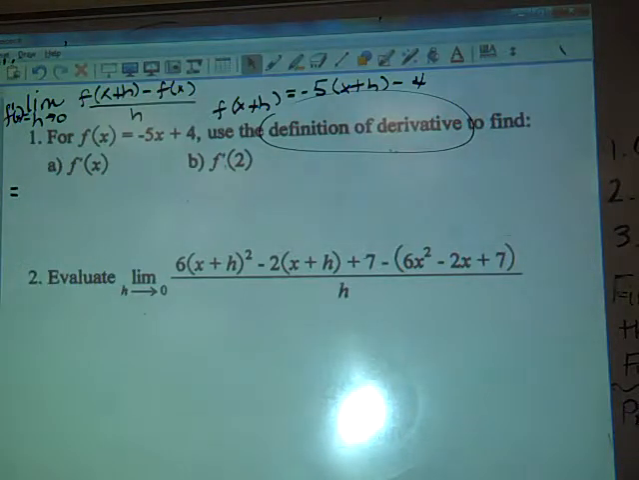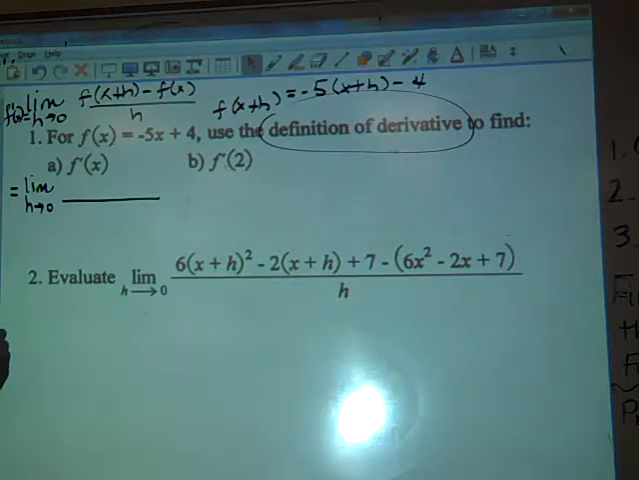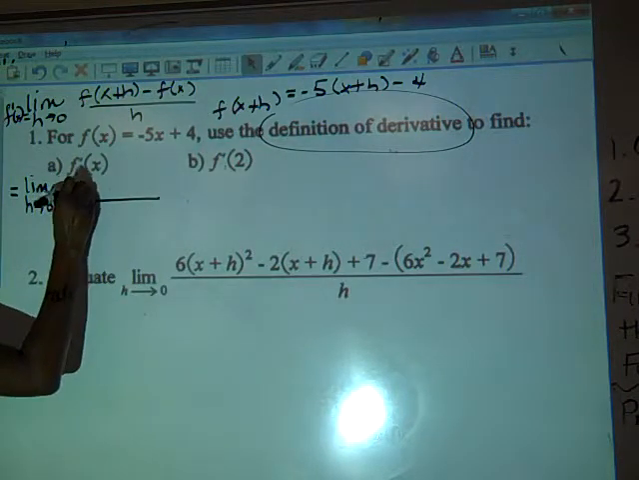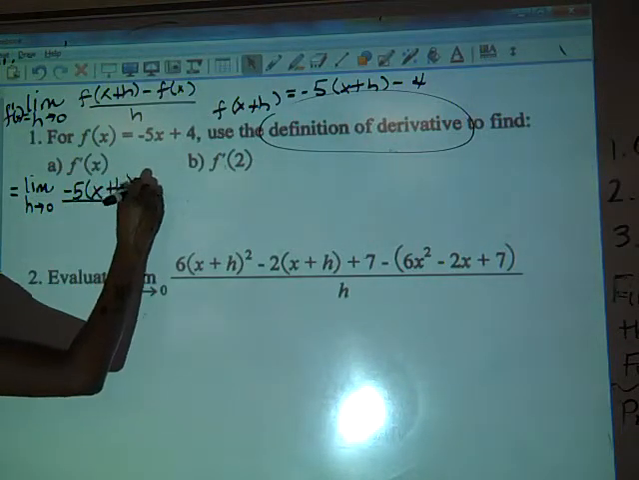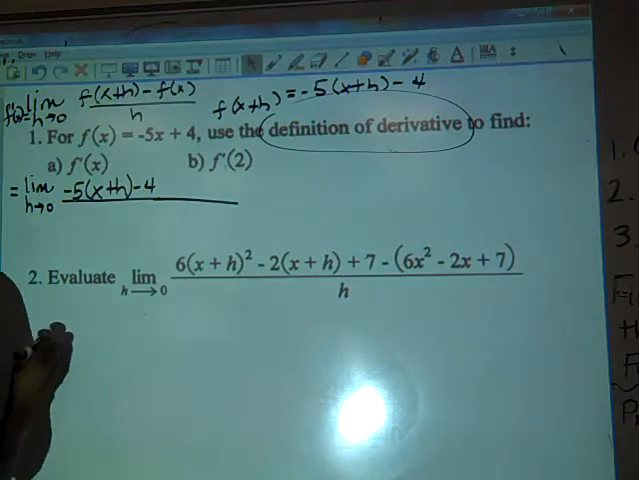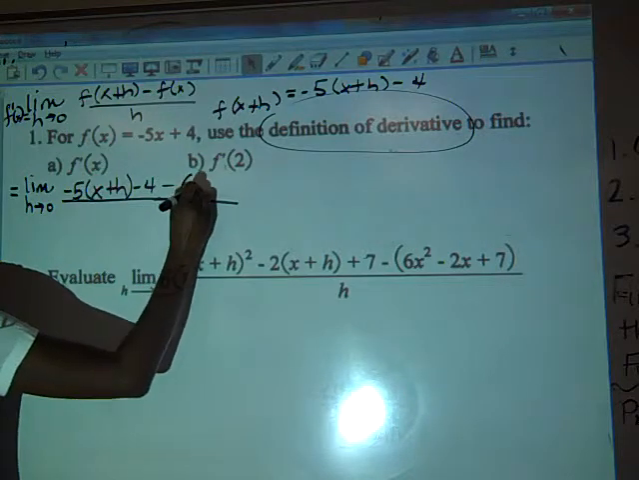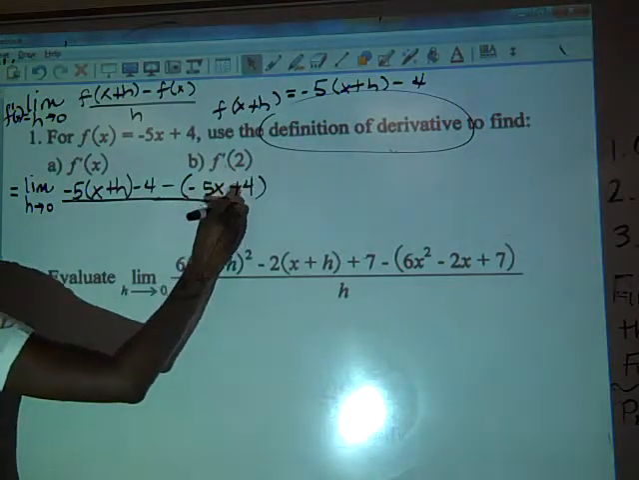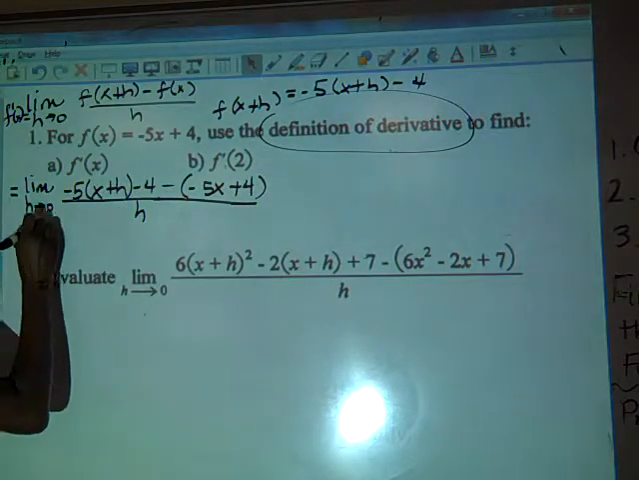F prime of x equals, how do I start it? Limit as h approaches 0 of, what goes first? -5x... Okay, minus 4. Minus -5x. Minus quantity of -5x. Thank you for telling me the quantity, because if we don't use those parentheses, we won't be able to distribute over h.